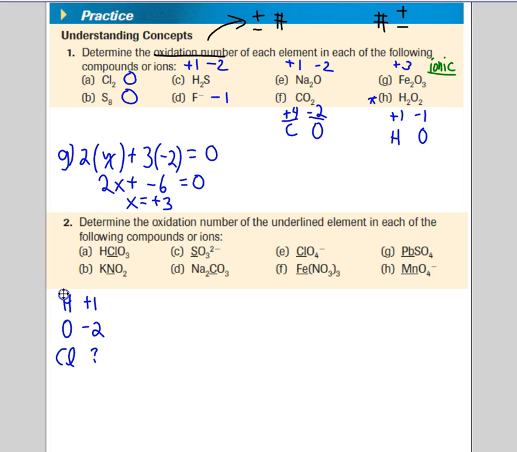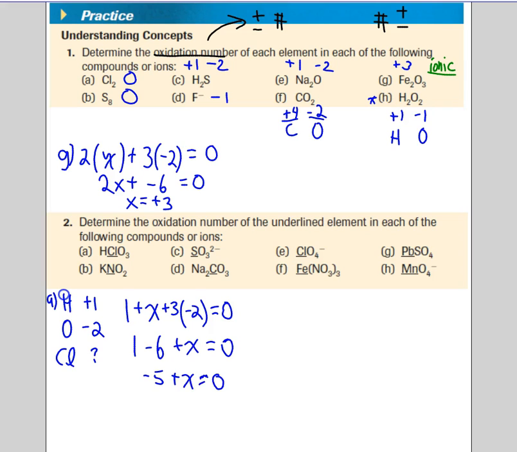So let's list what we know and then write a simple little equation. We have 1 hydrogen, 1 chlorine atom, and 3 oxygen atoms. The total of all the oxidation numbers for a compound is equal to 0. So we basically have 1 subtract 6 plus x equals 0. So negative 5 plus x equals 0.